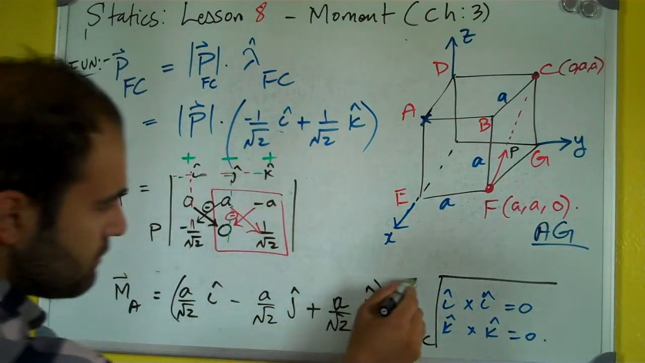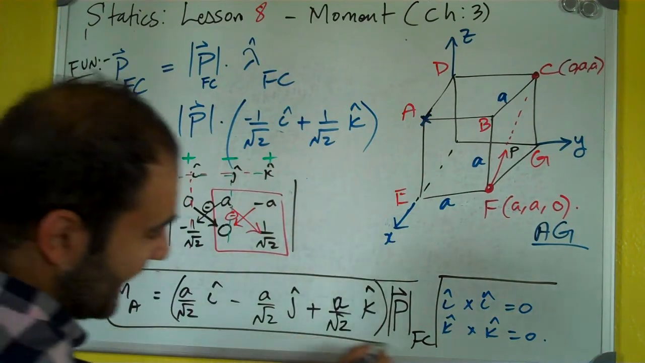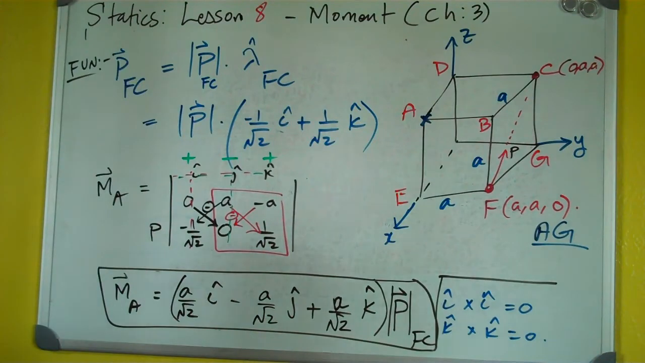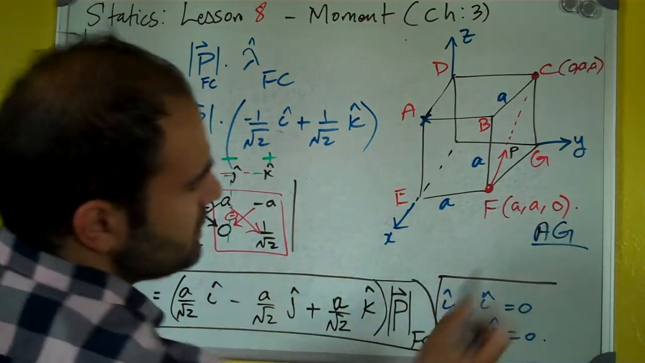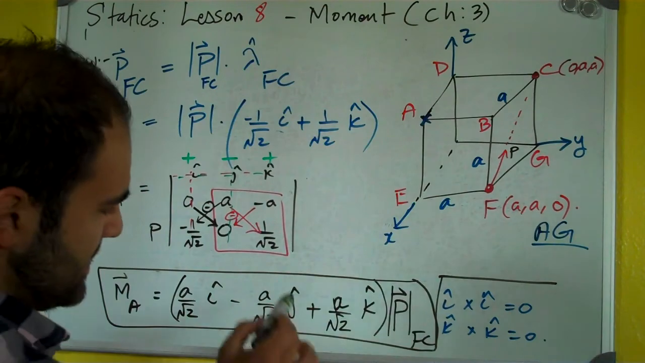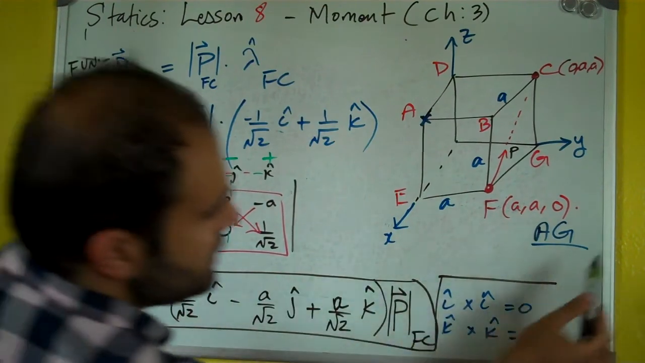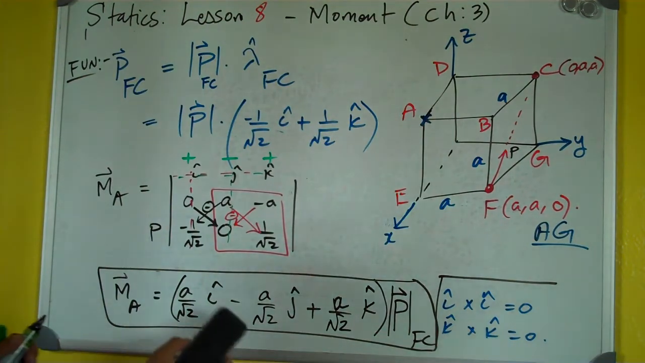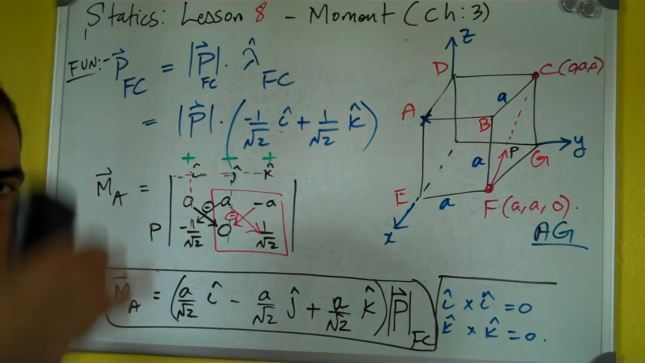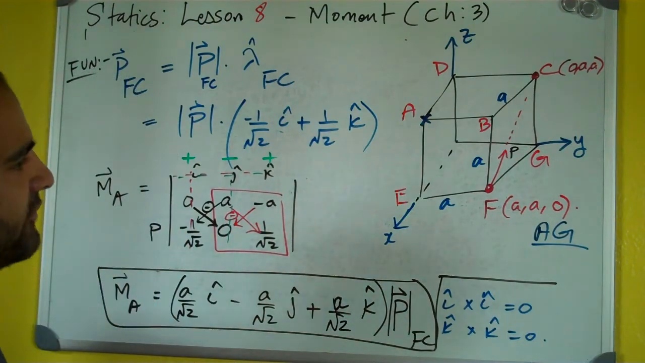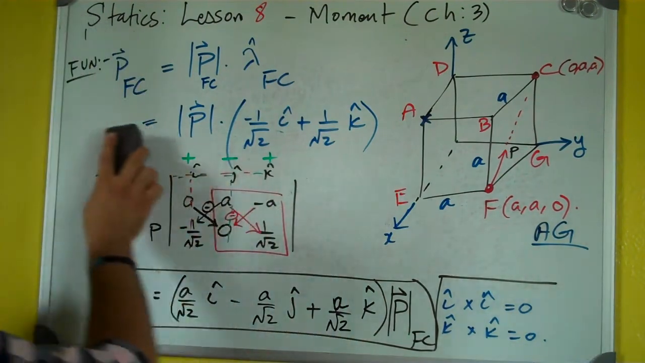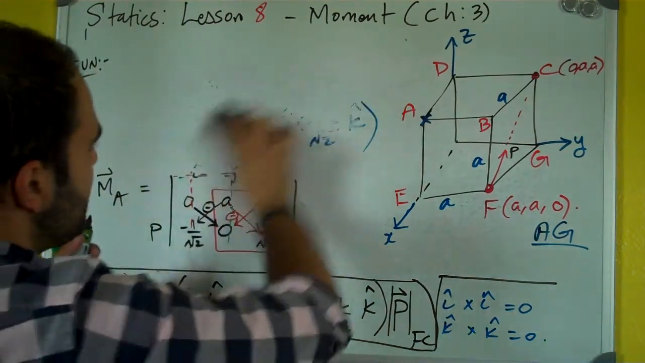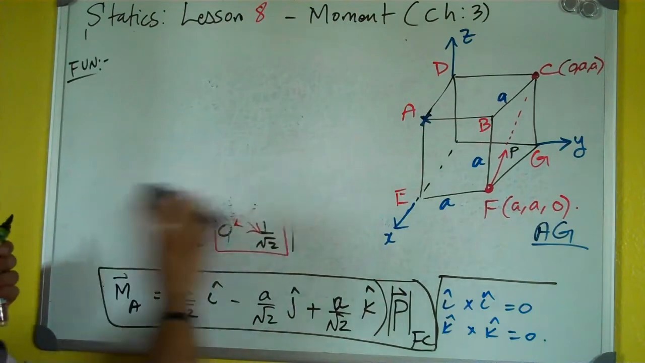So this is your moment at A caused by this P. What are you going to do if you ask for AG? Well, it's literally this dotted with the unit vector of AG. So here it comes. I'm not going to erase this because if I erase it, I have to solve the problem from scratch. So if I'm doing part 2 right now, I have to find the moment about AG.